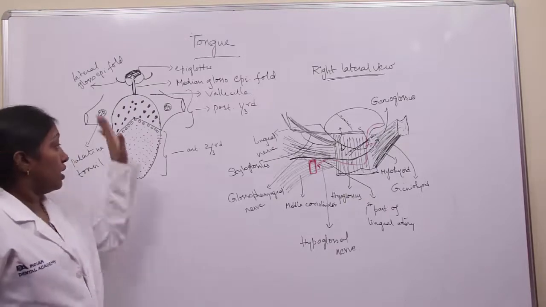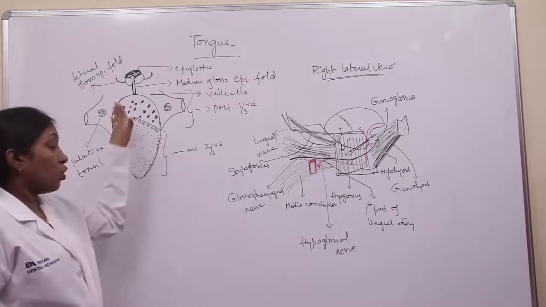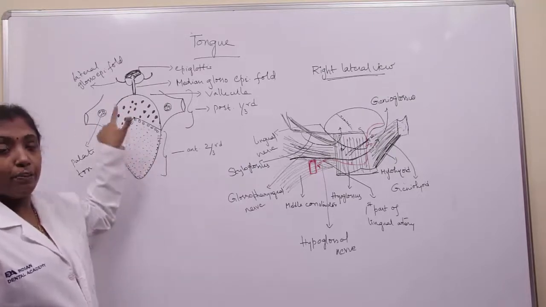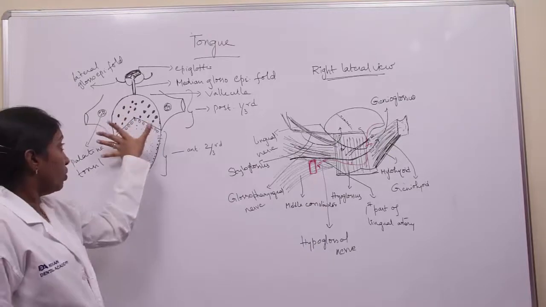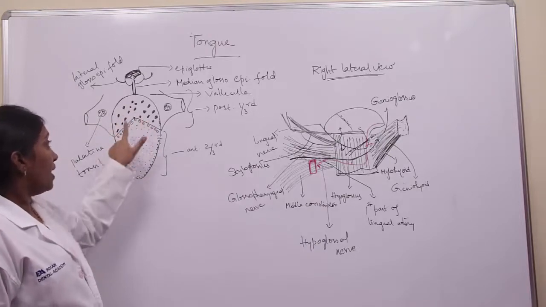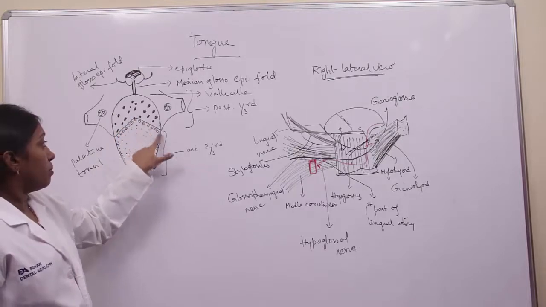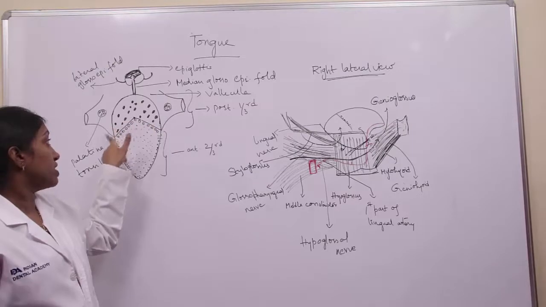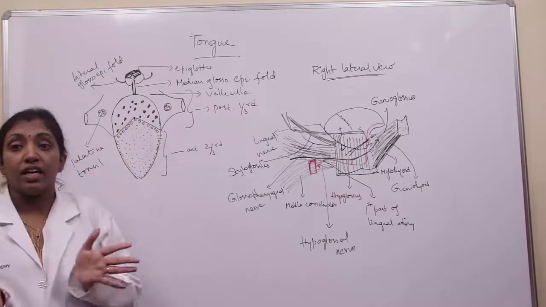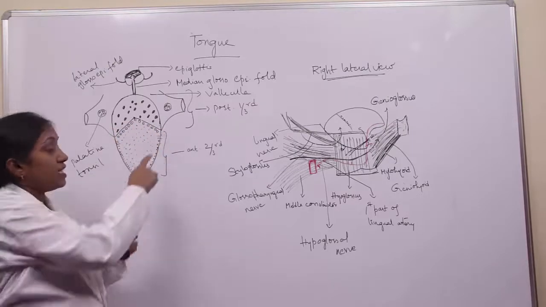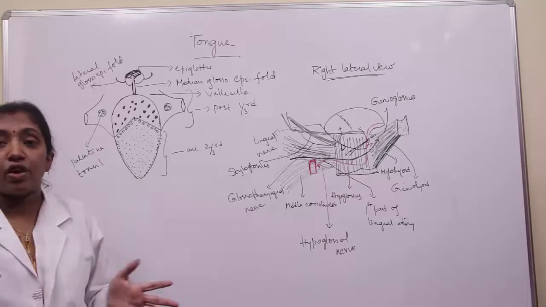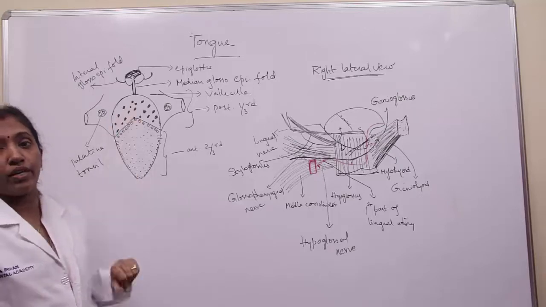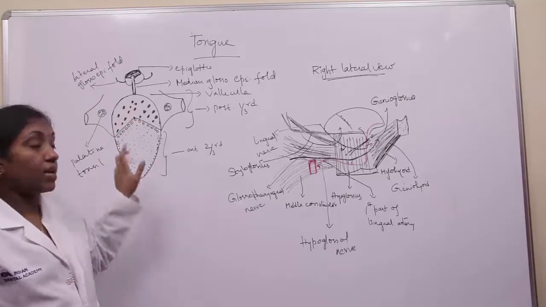And coming to the dorsal surface, it is divided into anterior two-thirds and posterior one-third. This is called the pre-sulcal part, and here we see the sulcus terminalis. The limbs of the sulcus terminalis are directed forwards and laterally, which divides the tongue into anterior two-thirds and posterior one-third.